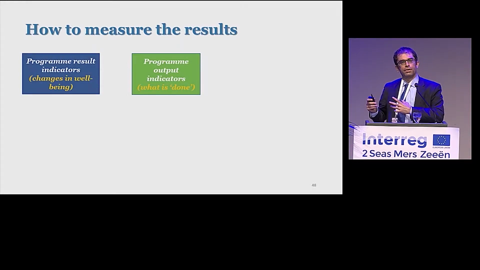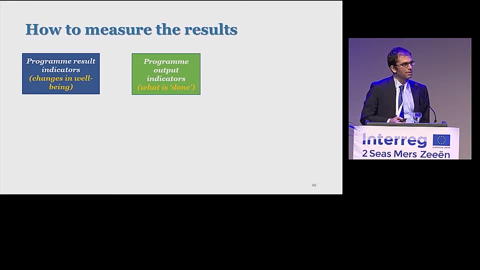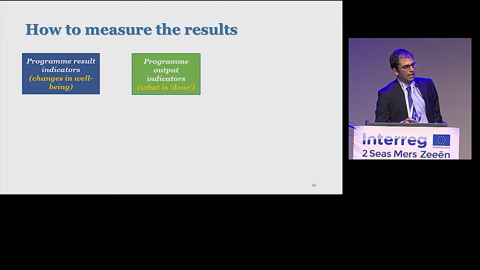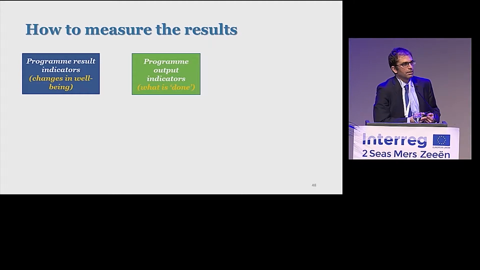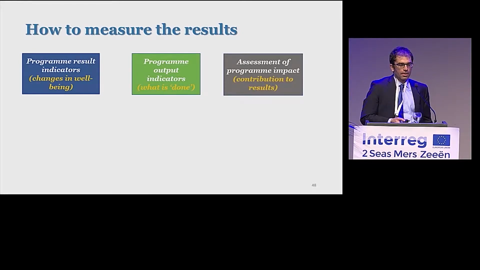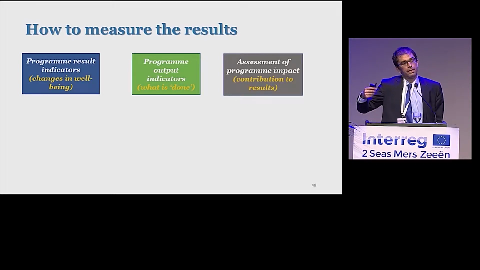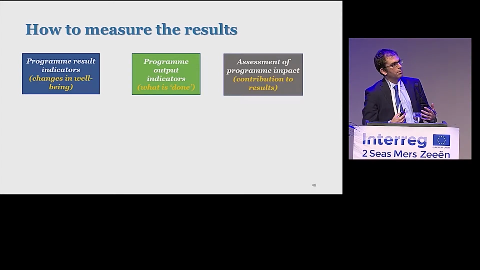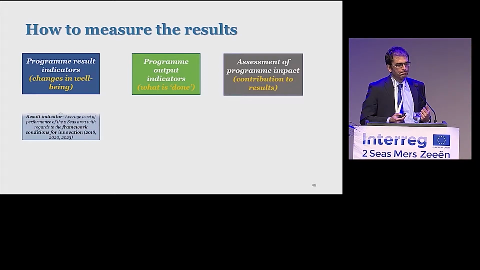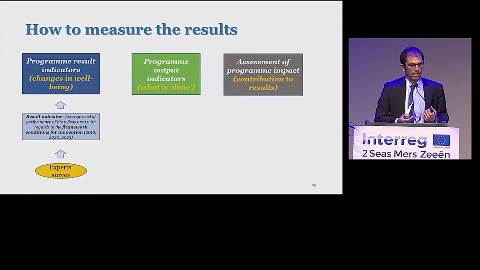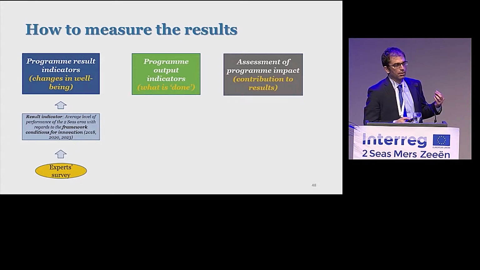After that, there are the program output indicators. Gianluca has already made some discussion on that, and these measure what has been done concretely by the projects. And also there is the assessment of the program impact, or the impact of the program. So the description of what the program has contributed to changing. So how to get information about program result indicators based on expert survey.